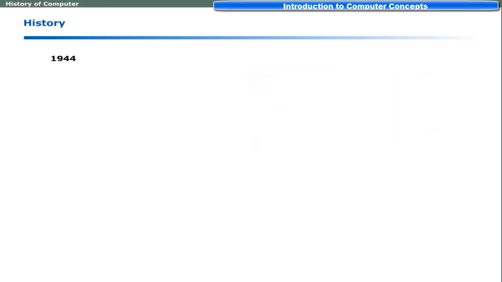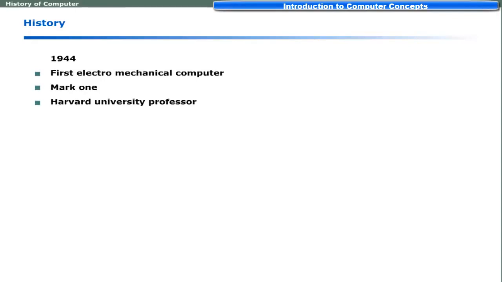In the early 40s, the first electromechanical computer, Mark I, was developed by Harvard University professor Howard Aiken. IBM sponsored the development of this huge machine.